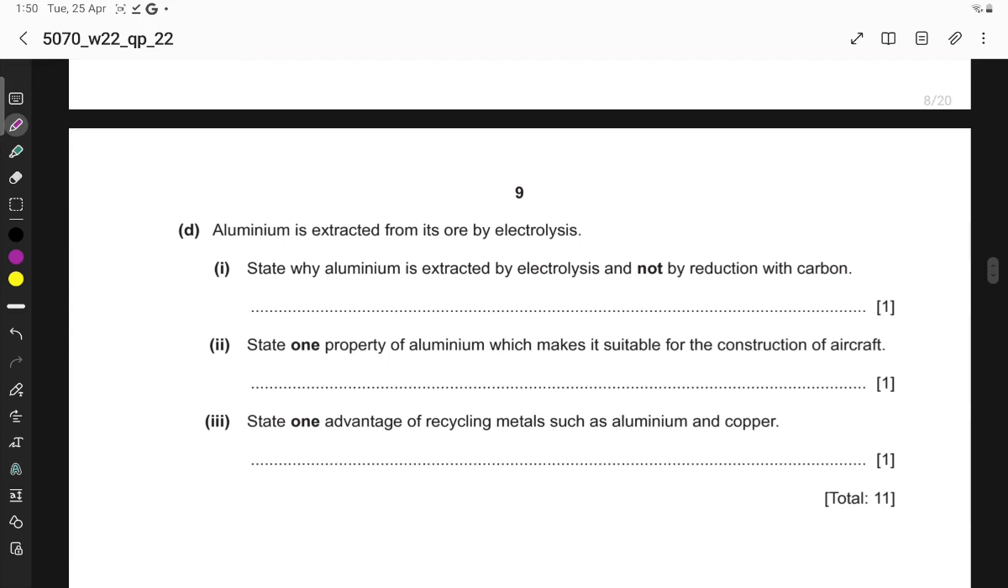Aluminium is extracted from its ore by electrolysis. State why aluminium is extracted by electrolysis. Aluminium is a highly reactive metal.